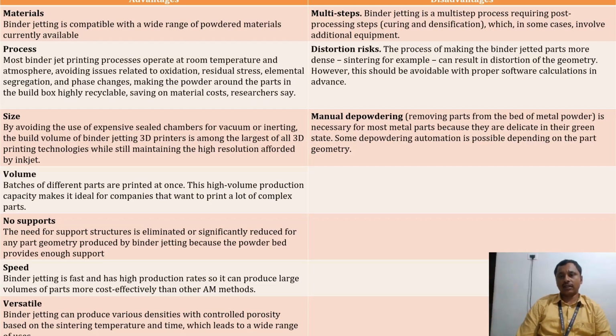When it comes to disadvantages, it is a multi-step process, and there is a risk of distortion. So the geometry can be distorted because it uses a powder kind of material, and the unwanted materials are removed manually. So this is a tedious process. So these are the disadvantages and advantages of the binder jetting technology.